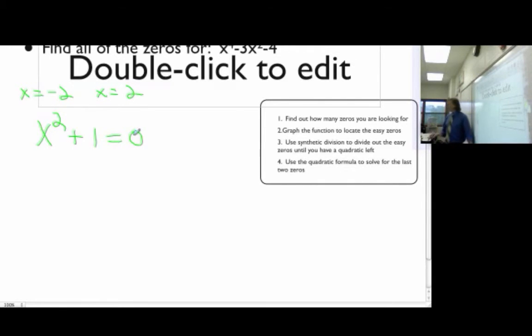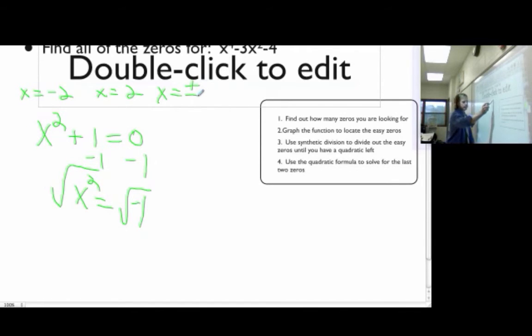Now, we can use the quadratic formula, or is there an easier way? Use synthetic division again? Nope, just solve it. Subtract 1. Then take the square root. So I'm going to say x equals plus or minus, what's the square root of -1? i.